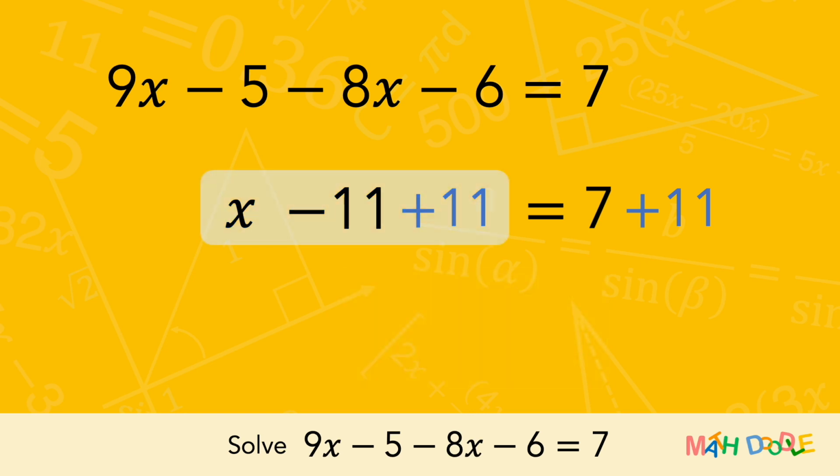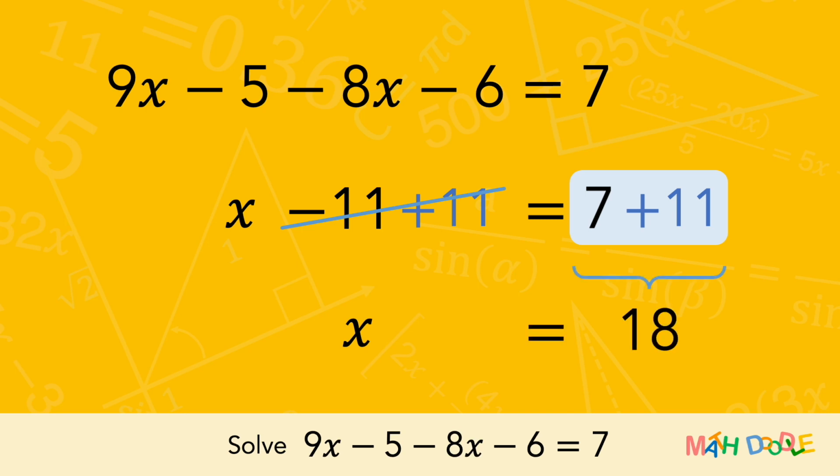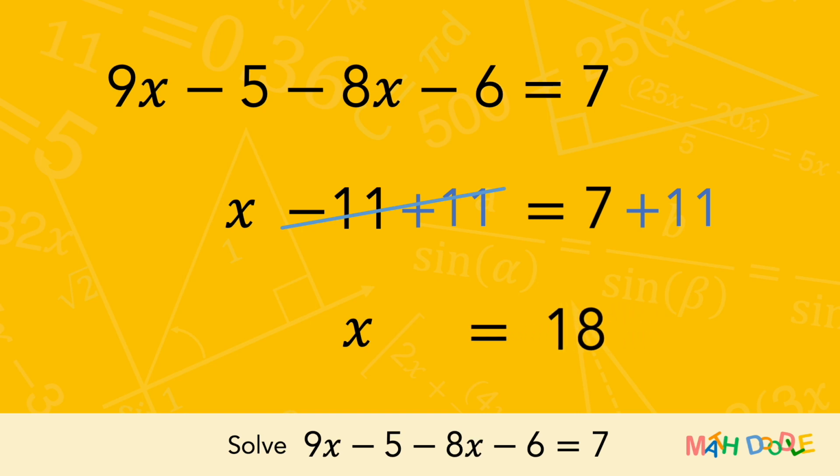After adding 11, the left side of the equation is simplified to x. Then, let's simplify the right side of the equation. 7 plus 11 is 18. Now, this tells us that x is equal to 18. So, the answer is x equals 18.